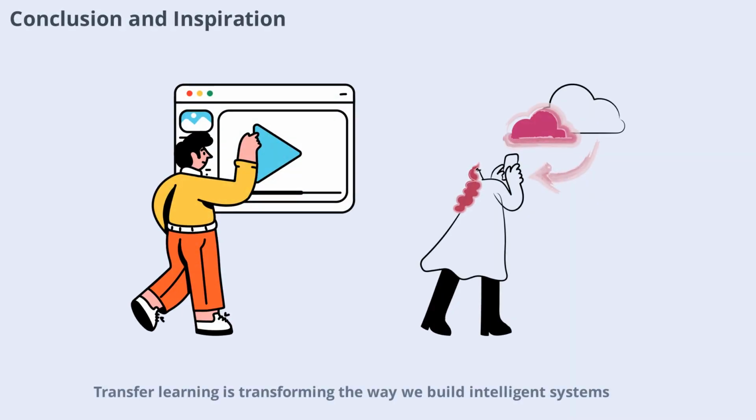Transfer learning is transforming the way we build intelligent systems. By leveraging pre-trained models, you can achieve more with less and bring your ideas to life faster than ever before. Stay curious, keep learning, and embrace the possibilities that transfer learning offers. The future of AI is in your hands.